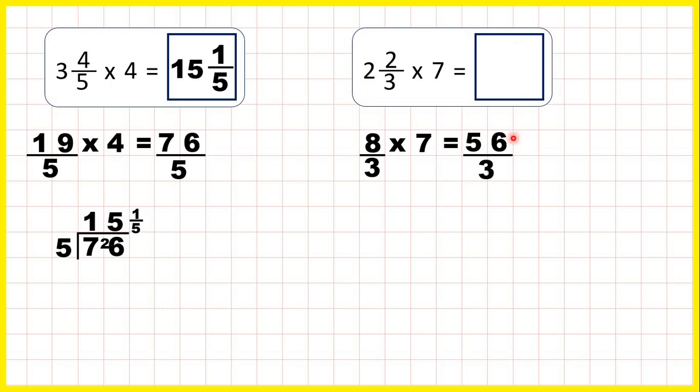So we could write 56/3 as our answer, but if we want to change that back into a mixed number, we can divide 56 by 3. 5 divided by 3 is 1 remainder 2, and 26 divided by 3 is 8 remainder 2. So we can write 8, the remainder 2 as our numerator, and the denominator stays the same, so stays at 3. So 2 2/3 times 7 is 18 2/3.